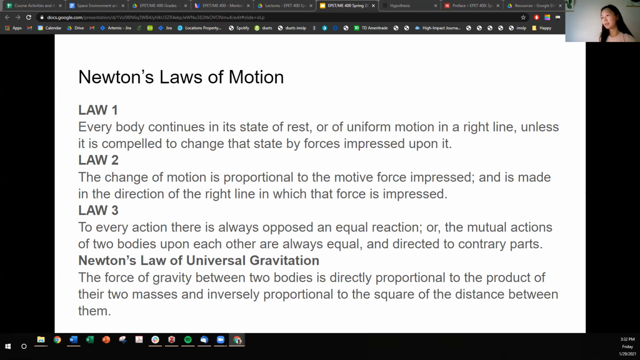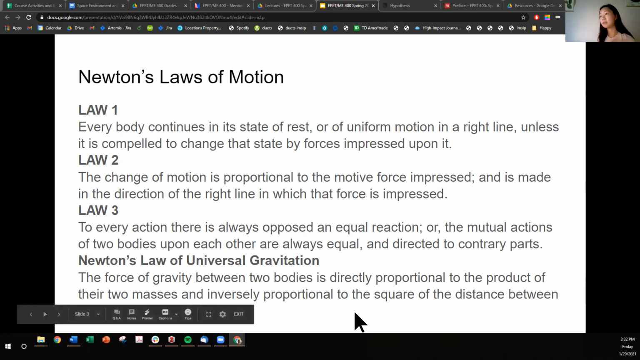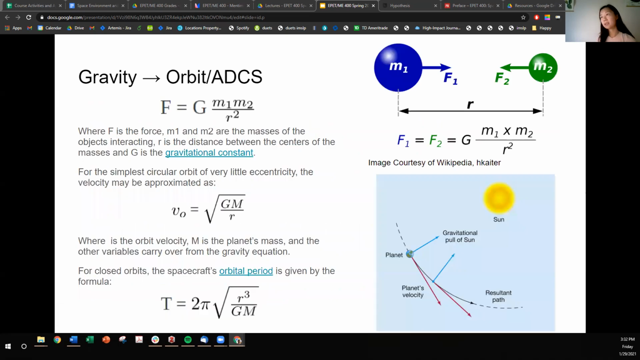And here's a reminder, we just covered this last time, Newton's law of universal gravitation. This is the slide that we saw where the phenomenon that we were exploring was gravity. You'll see that there are expressions for gravitational force, the velocity of a spacecraft in circular orbit, and a spacecraft's orbital period.